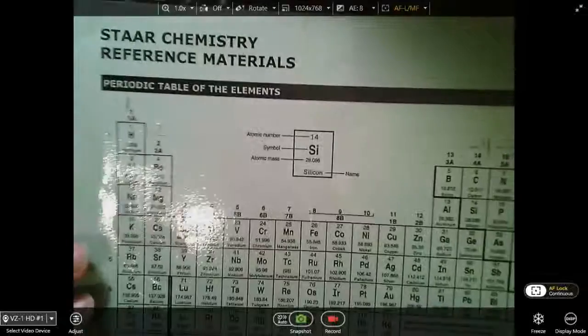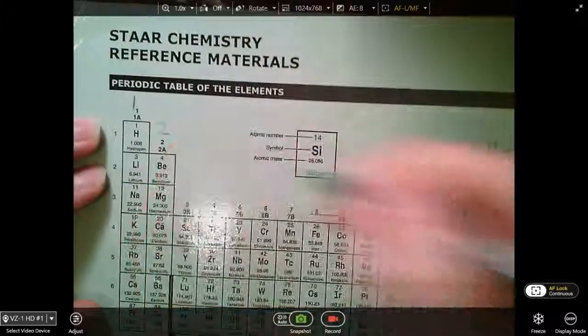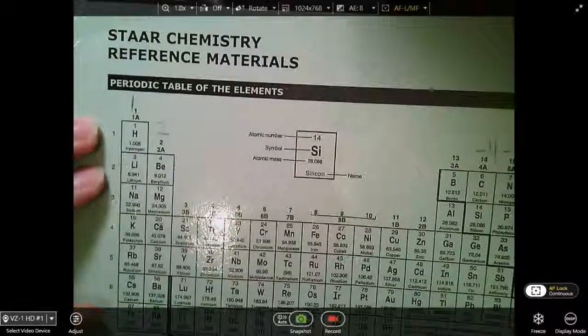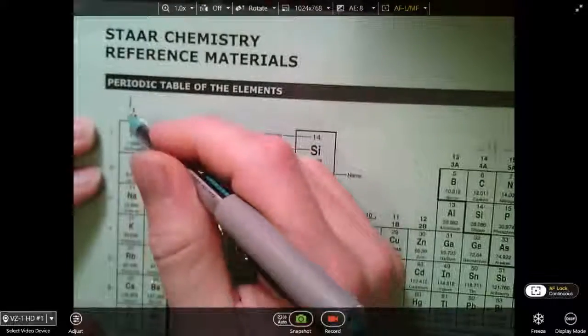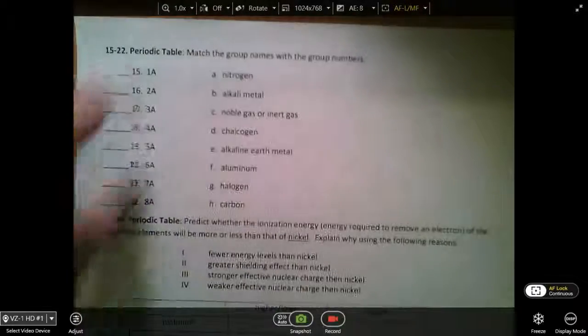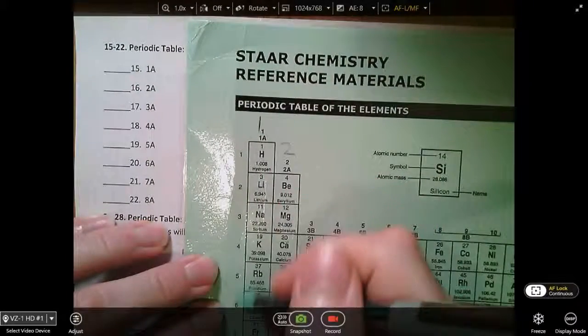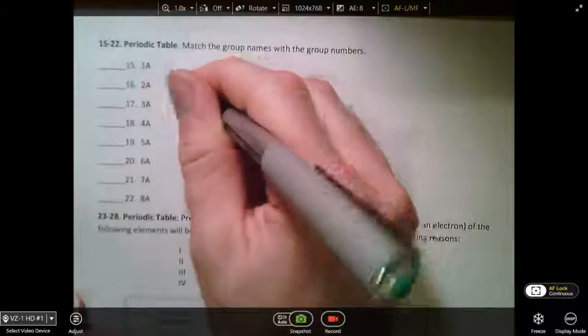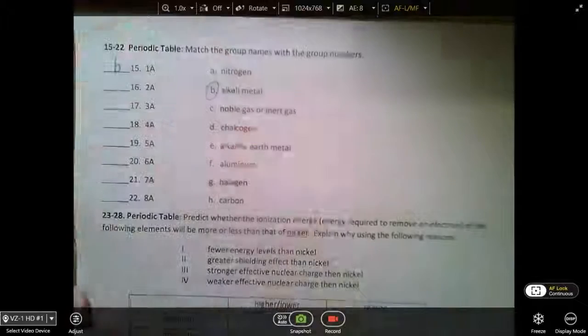So just to remind you, these letters and number combinations at the top of the periodic table tell you what group it is. This column is group 1A, 2A, 3A, and so on. So group 1A, this first group, it's called the alkali metals. Alkali metals. We're going to put B.